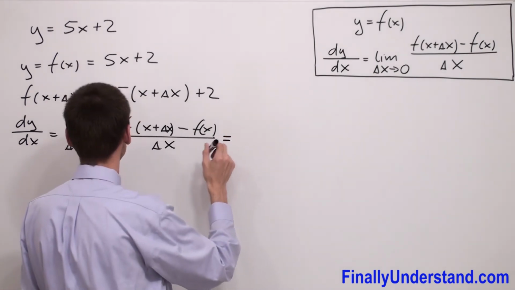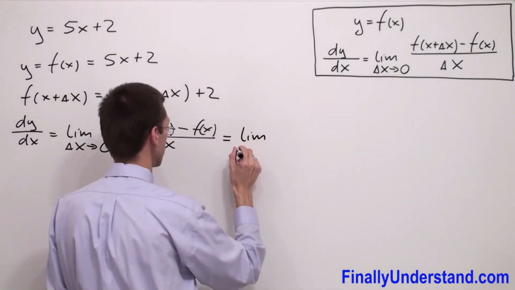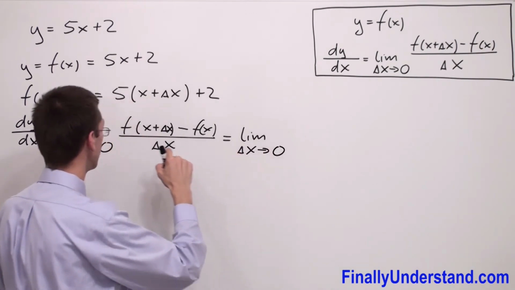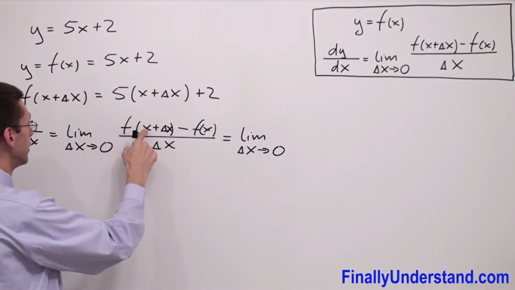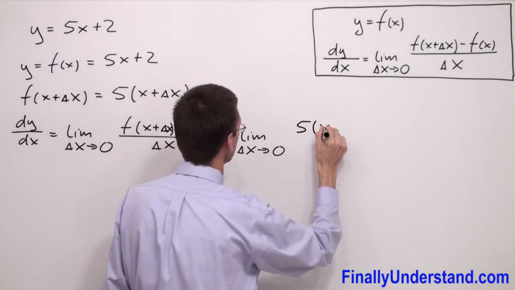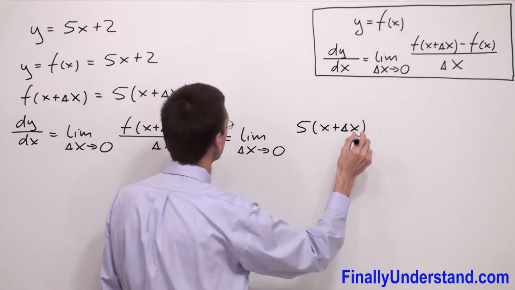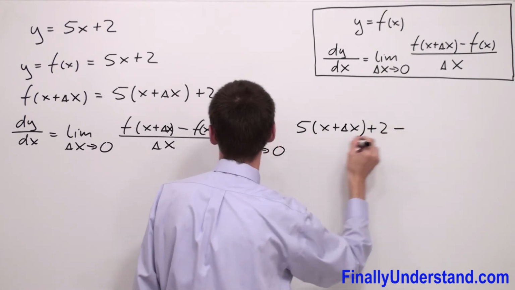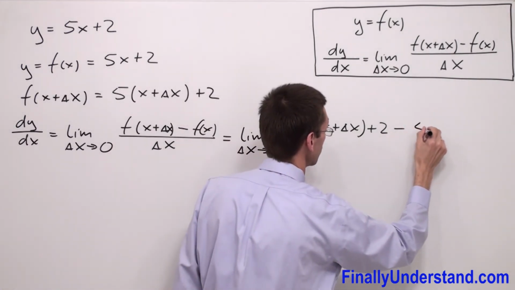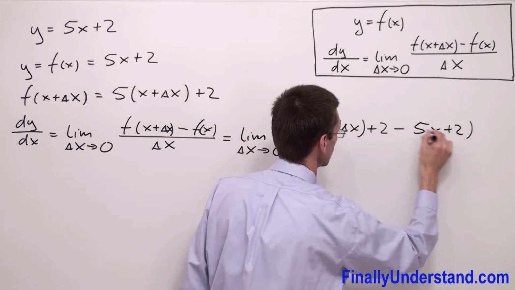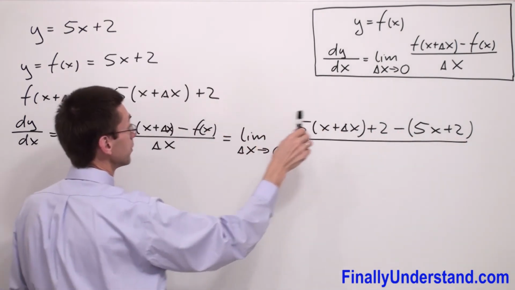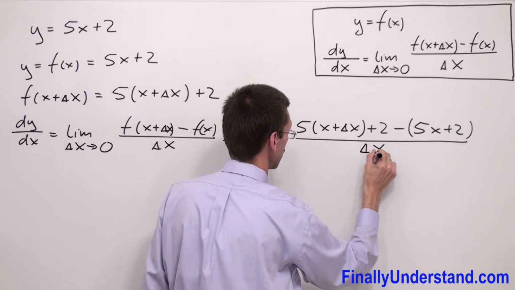Next, we're going to copy down limit with delta x approaching 0, and I have f of x plus delta x, we said, is equal 5 times x plus delta x plus 2, minus f of x, and we said that f of x is equal 5x plus 2. So I have 5x plus 2, I'm going to put in the parentheses, over, in the denominator I have delta x.